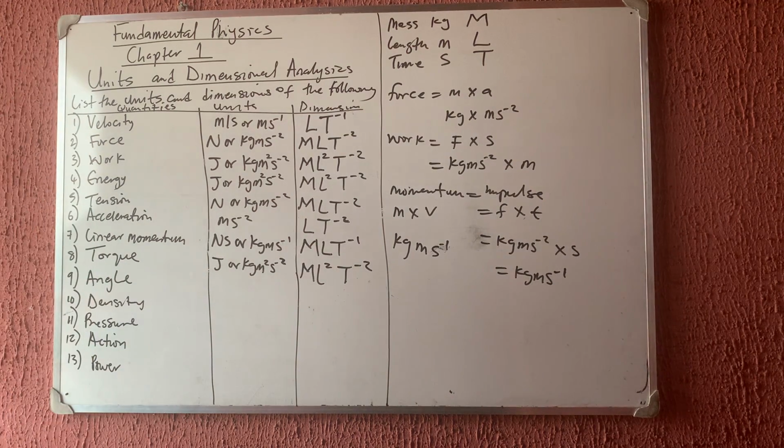All right. So the next one is angle. Angle is dimensionless. There is no dimension for angle. So we move to the next one.